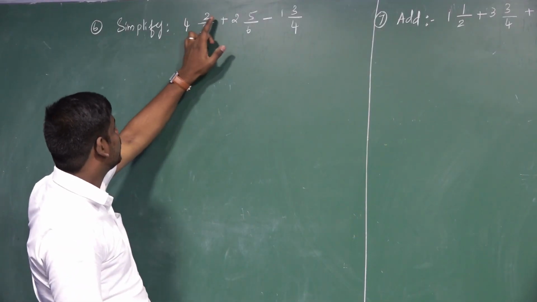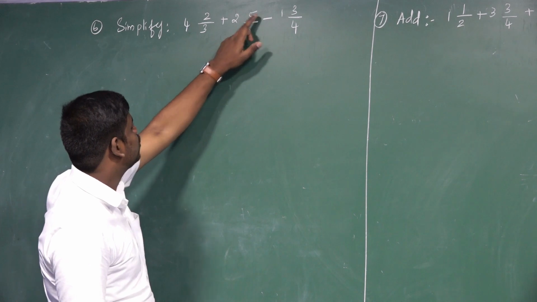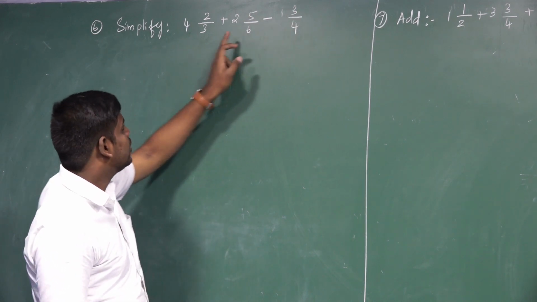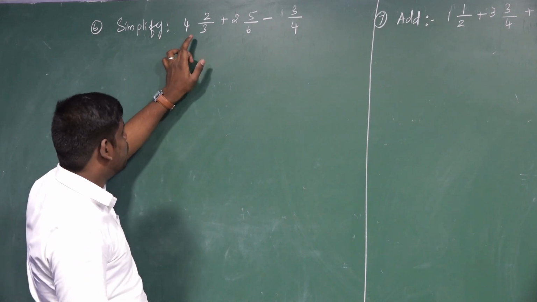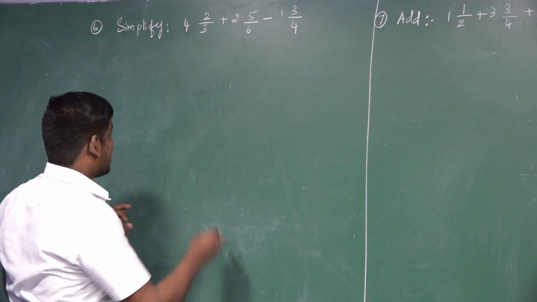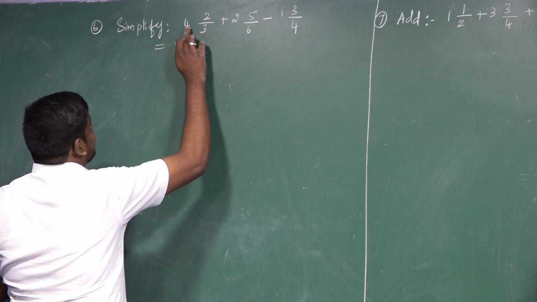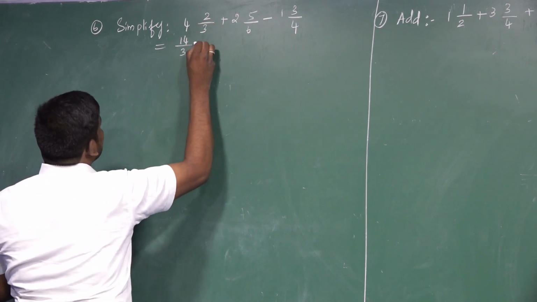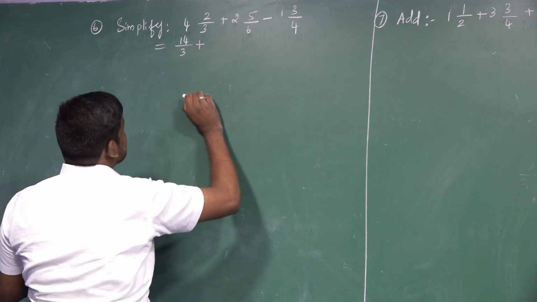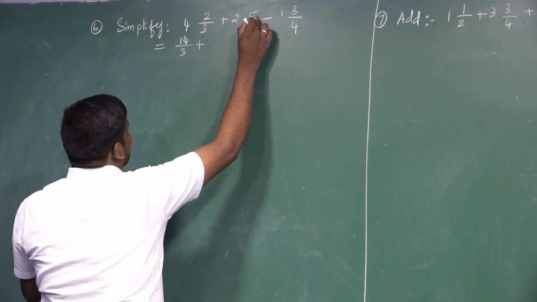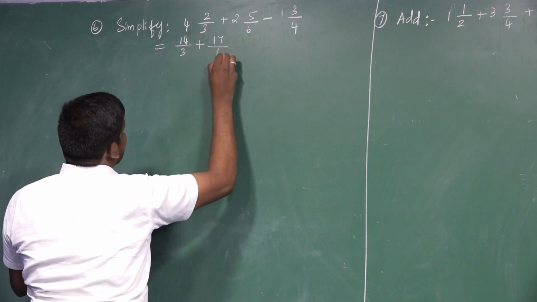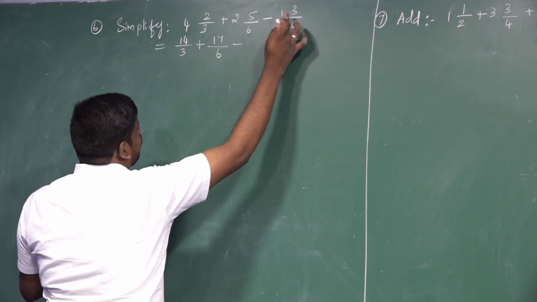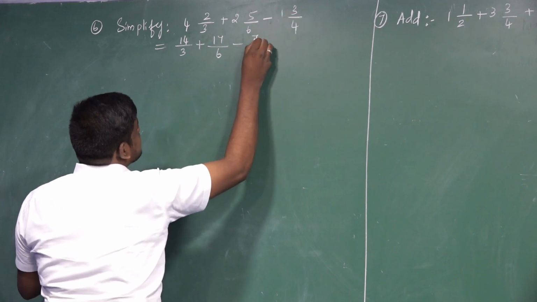Simplify 4 2/3 plus 2 5/6 minus 1 3/4. See, first we convert mixed fractions into improper fractions. See the steps. 3 4s are 12. 12 plus 2, 14. 14 by 3. Plus 2 6s are 12. Then add 12 plus 5, 17. 17 by 6. Then minus 4 1s are 4. Plus 4 plus 3, 7.